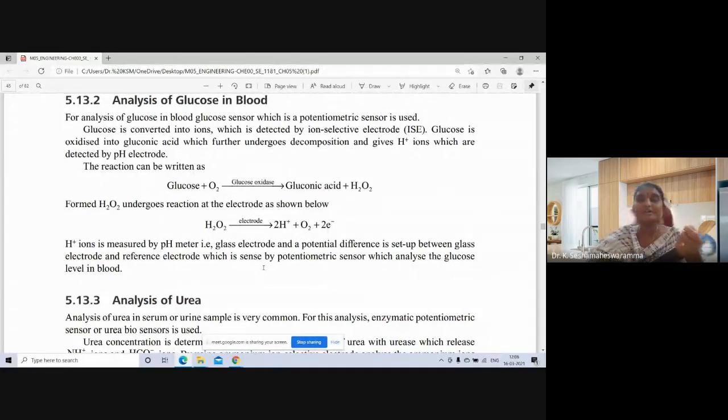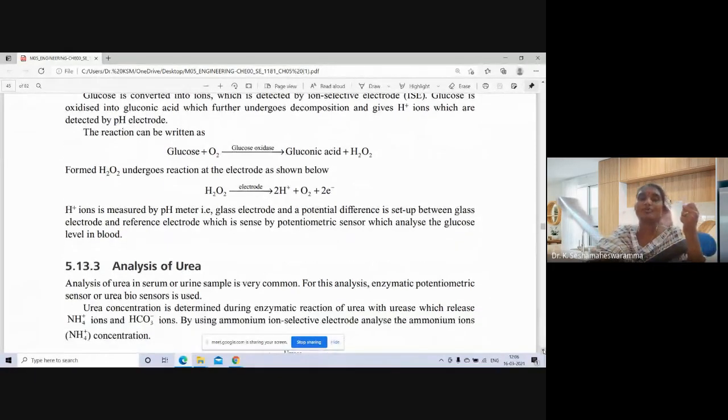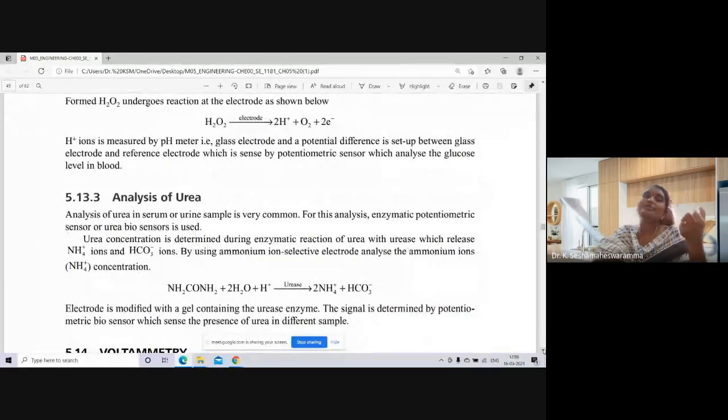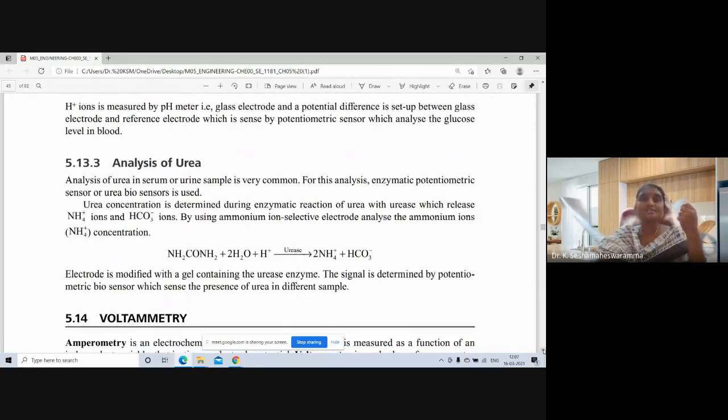Simply, in an easy way: nowadays diabetic patients are more and more, day to day. Every morning they have to check the glucose level in their blood. For that, this is a simple way to measure.